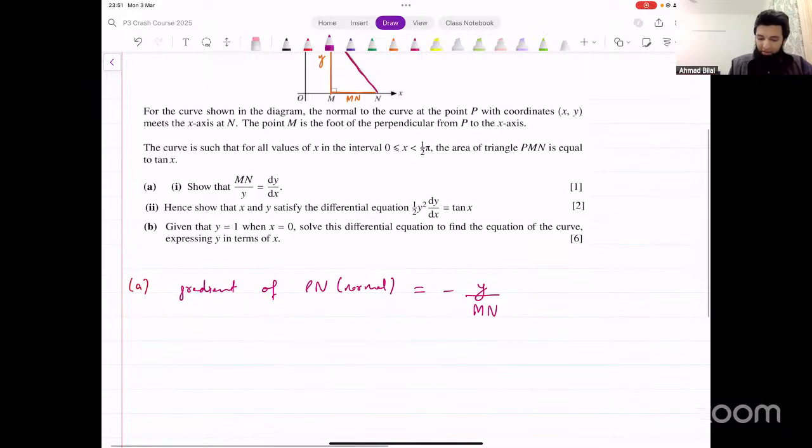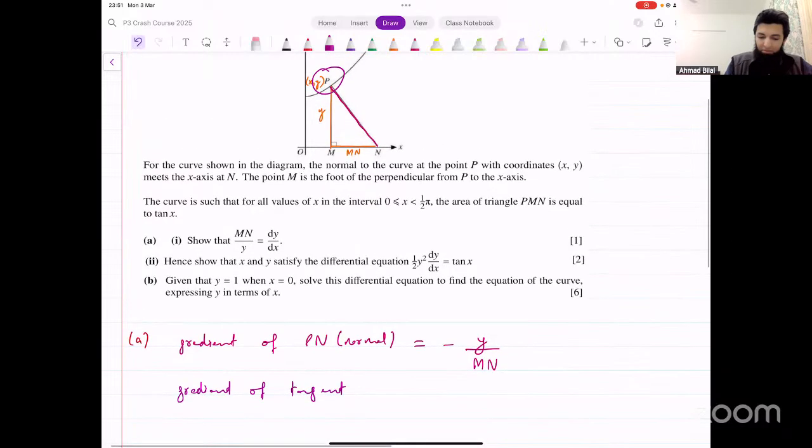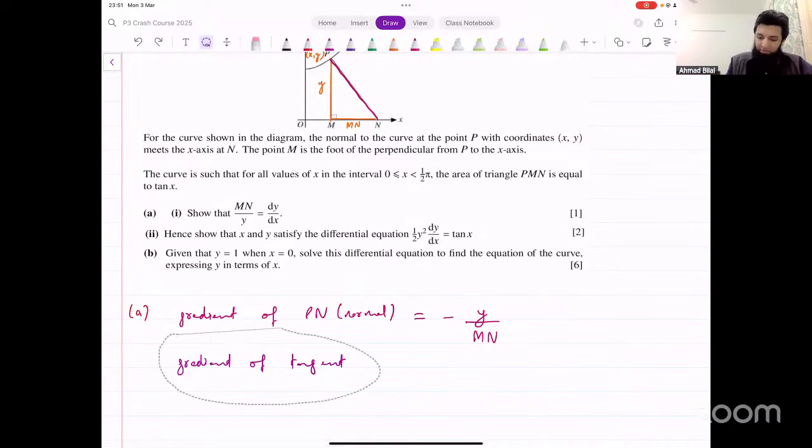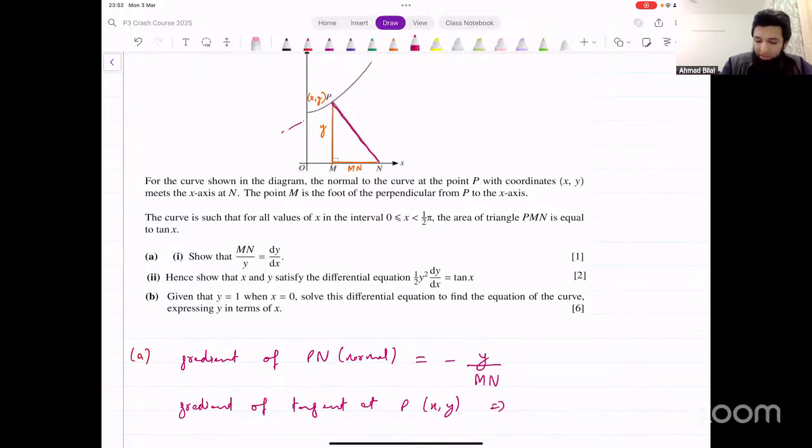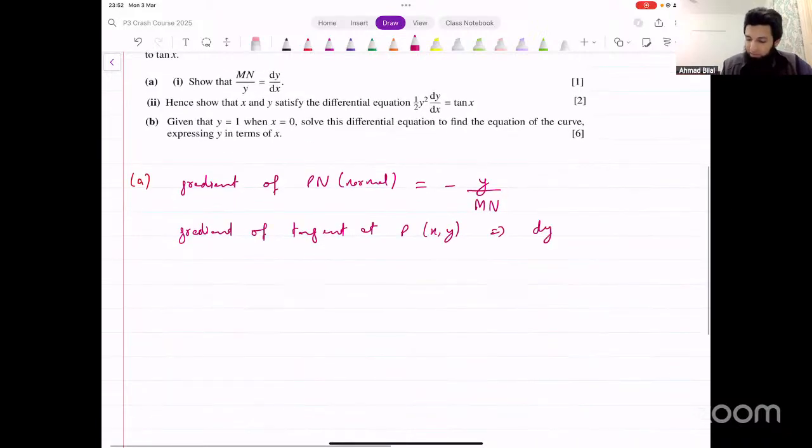What's the gradient of the tangent? Gradient of tangent at the point P. The point P is x, y, right? This is the tangent. The gradient of the tangent is the same as the gradient of the curve at that point. What's the gradient of the curve? Gradient of the curve is dy over dx. So we have the gradient of the tangent and we have the gradient of the normal.